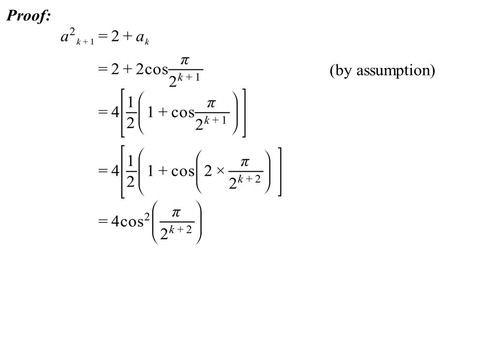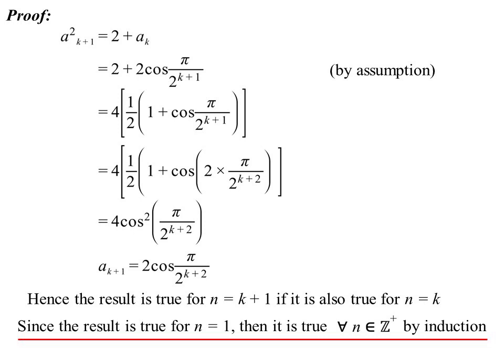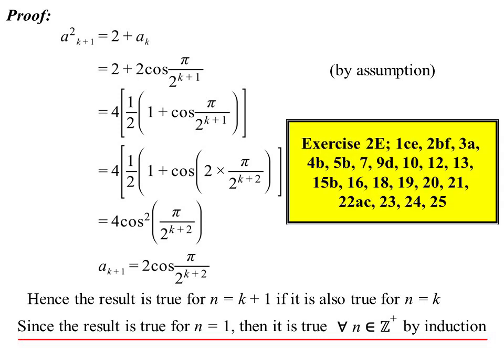Well, if a squared is 4 cos squared, then the a is 2 cos. And that was what we were trying to prove. So hence it's true for k plus 1 if it's also true for k. And since it's true for 1, and so on and so on. Alright, so that was an example of one that they did a couple of years ago. So 2E, a whole host of induction questions for us to look at.